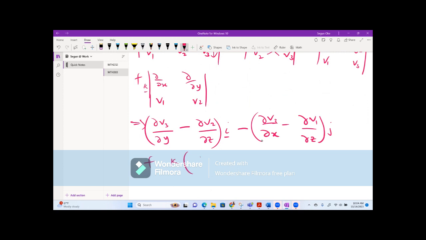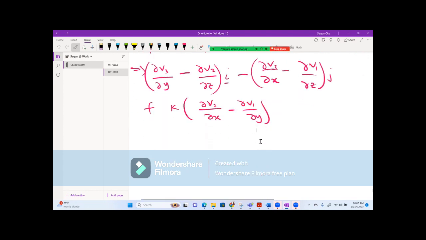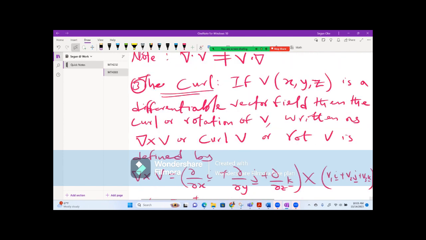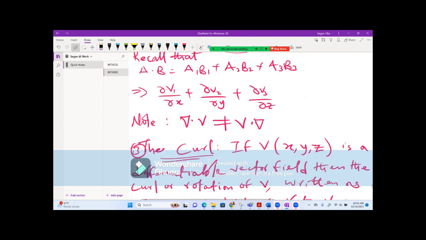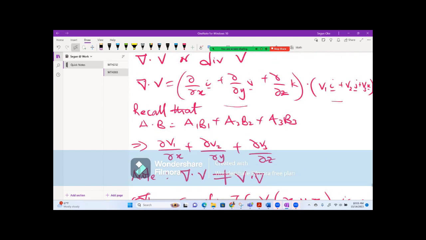We have it to be d/dx of v2 minus d/dy of v1. So these are the things I will use to be able to solve this problem. So we have the definition of the three operators that we are using: the divergence, the curl, and the gradient.